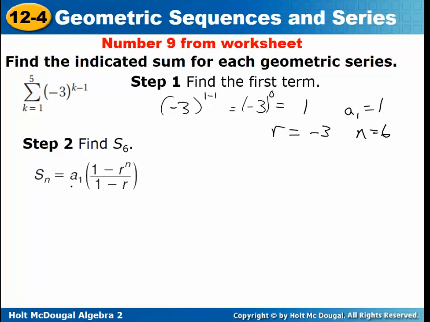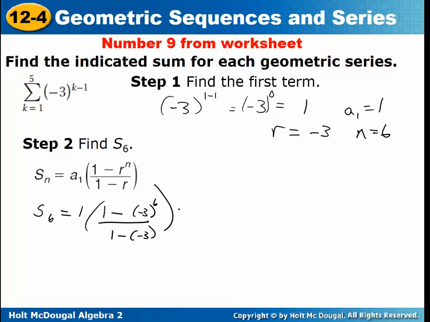So in the formula, we are going to put a sub 1. Well, first of all, we'll go S of 6. We want the sum of the first 6 terms. A sub 1 is 1. The numerator will be 1 minus, the ratio is -3 to the 6th power. And the denominator is 1 minus -3.